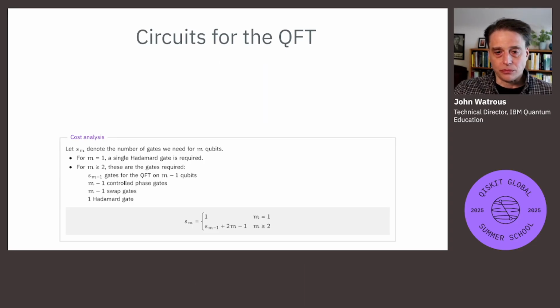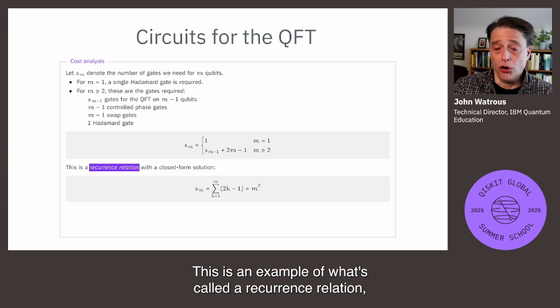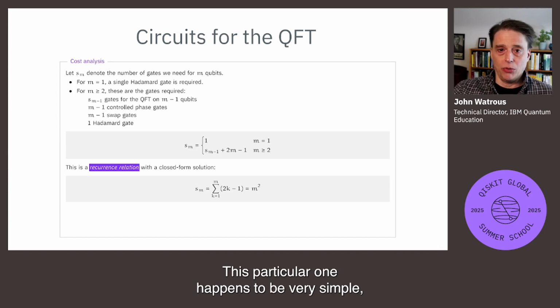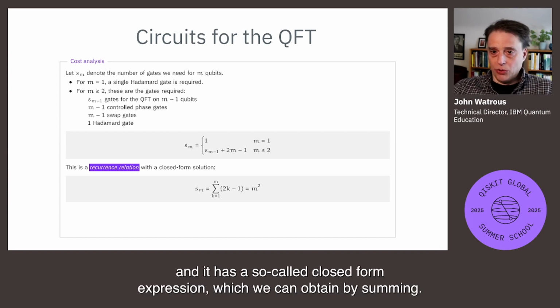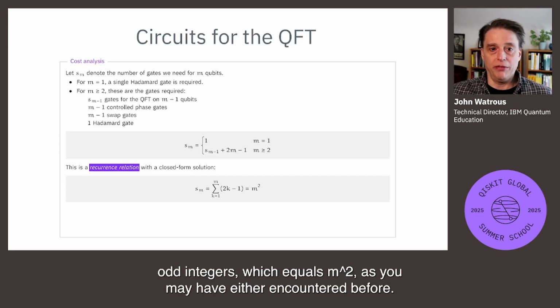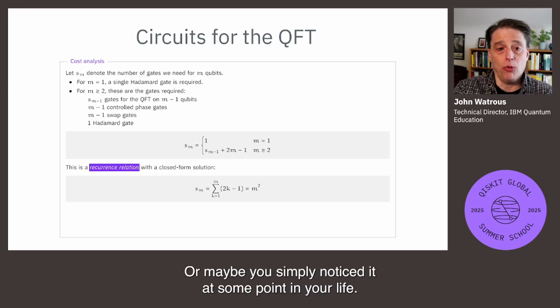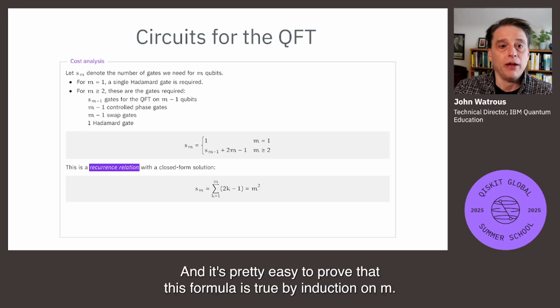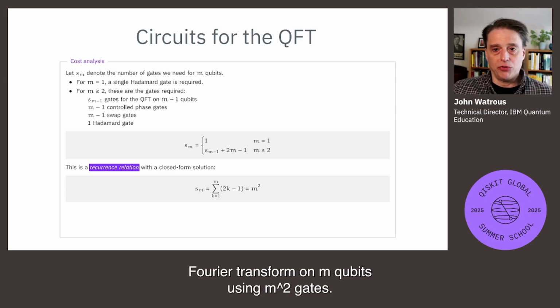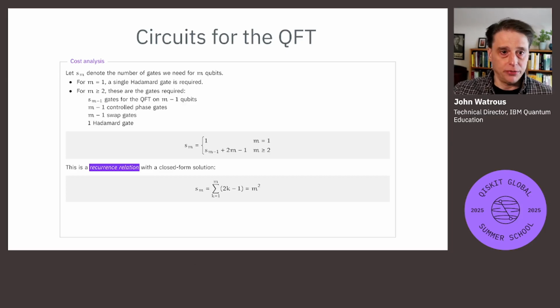This is an example of what's called a recurrence relation, and they show up very commonly in the analysis of algorithms. This particular one happens to be very simple, and it has a so-called closed form expression, which we can obtain by summing. To be precise, the value Sm is the sum of the first m consecutive odd integers, which equals m squared, as you may have either encountered before or maybe you simply noticed it at some point in your life. And it's pretty easy to prove that this formula is true by induction on m. So that's it. We can implement the quantum Fourier transform on m qubits using m squared gates.